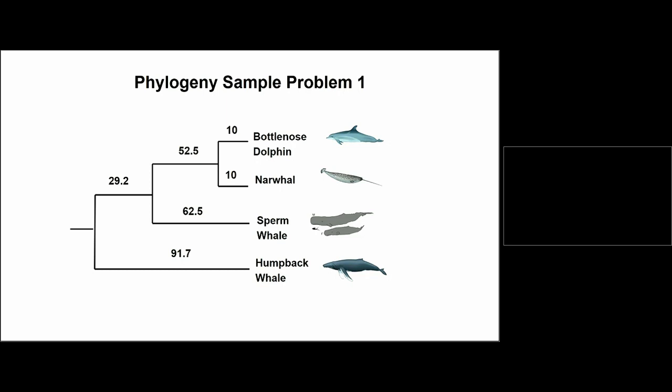Okay? Yes? How did you get 29.0? So that would be to go from this common ancestor here all the way to the sperm whale needs to be 91.7. So we take 91.7 minus 62.5, and that gives us the 29.2. Sure. What else? So again, these numbers are somewhat relative measurements of change.